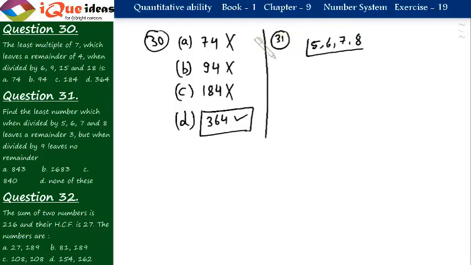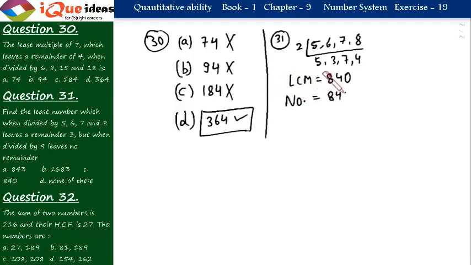Okay. So first we calculate the LCM of 5, 6, 7, 8. To calculate that, you take 2 common. So you get 5 here, 3 here, 7 here and 4 here. So the required LCM will come out to be 2 into 5, 10 into 3, 30 into 7, 210 into 4, 840. Right? Now 840 is divisible by all of 5, 6, 7 and 8. But we need a remainder of 3.